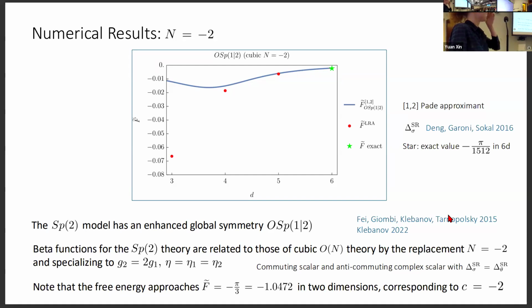So here we used, again, the 1-2 Pade approximant, and this short range dimension from Monte Carlo. And again, here, the free energy is approaching a much more negative value. We expect it should be going to a much more negative value in 2 dimensions, which really isn't captured at all by dimensional continuation, but could potentially be captured a little bit better by the long range approach.